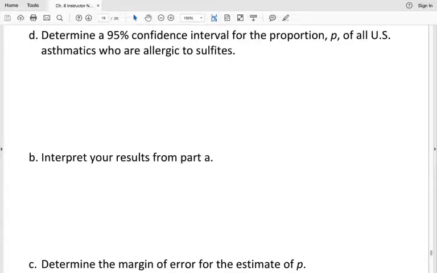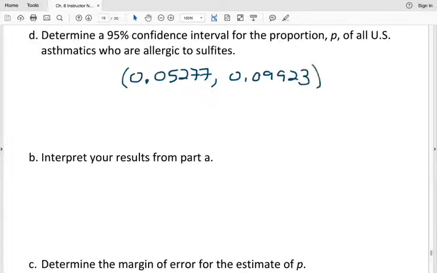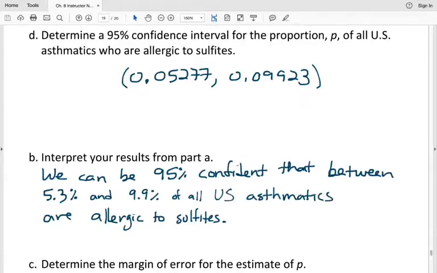All right, so at this point I can just copy down what I have on the calculator, which was these values between 0.05277 and 0.09923. And if I were to interpret this, I would say we can be 95% confident that between 5.3% and 9.9% of all U.S. asthmatics are allergic to sulfites.